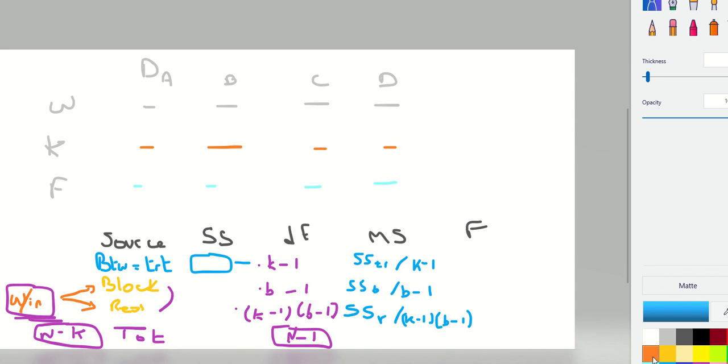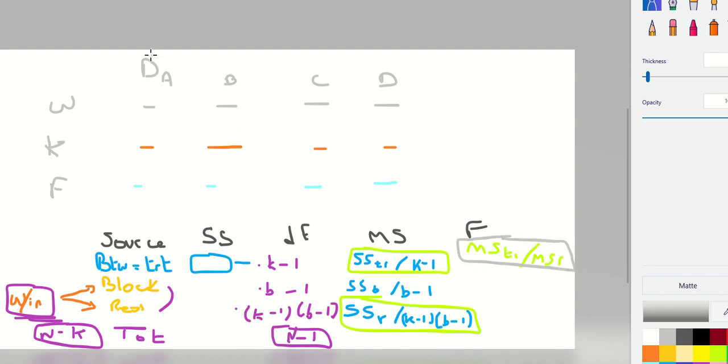Now the trick is, which one do we use to calculate the F? You're going to take the treatment mean sum of square, and you're going to divide by the lowest one, which is the residual. Okay? So if you take the mean sum of square of treatment and you divide it by the mean sum of square residual, that will get you the F test to test if there is a difference between the blocks.